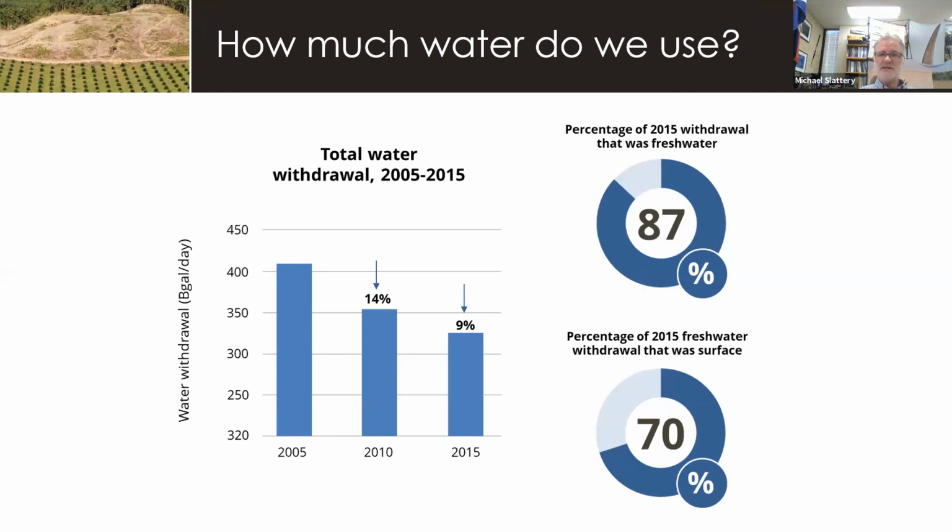There's the 87% fresh water and the percentage of the fresh water that was surface. Most of our water withdrawal is surface withdrawal from reservoirs, 70%, and 30% is from groundwater. So that's good news. That shows increased efficiency and reduced use. It'll be interesting to see what 2020 looks like, for sure.